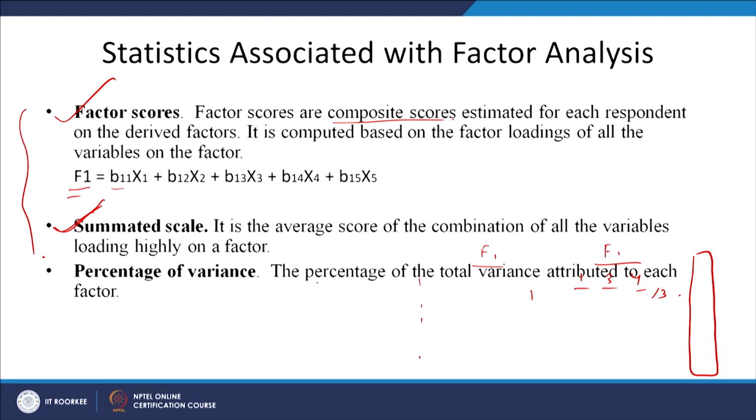Okay. Percentage of variance: the percentage of the total variance attributed to each factor. Now, during a study when we conduct a factor analysis, you will see that every factor contributes something to the variance, right. Variance means how much explanation is being done by this factor. So, let us say there are 5 factors.